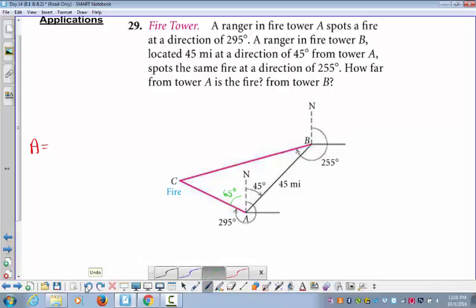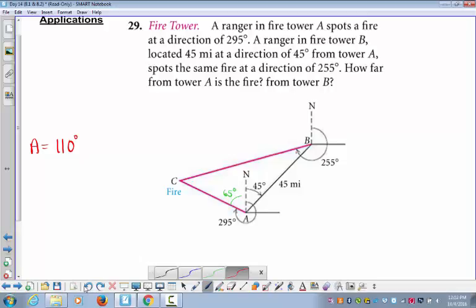So 360 minus 295, 65 gives us right there. So that forces angle A to be then 110, because angle A is this whole thing right here. So angle A is 110 degrees. Angle A is this whole thing. Okay, so everybody good with that?